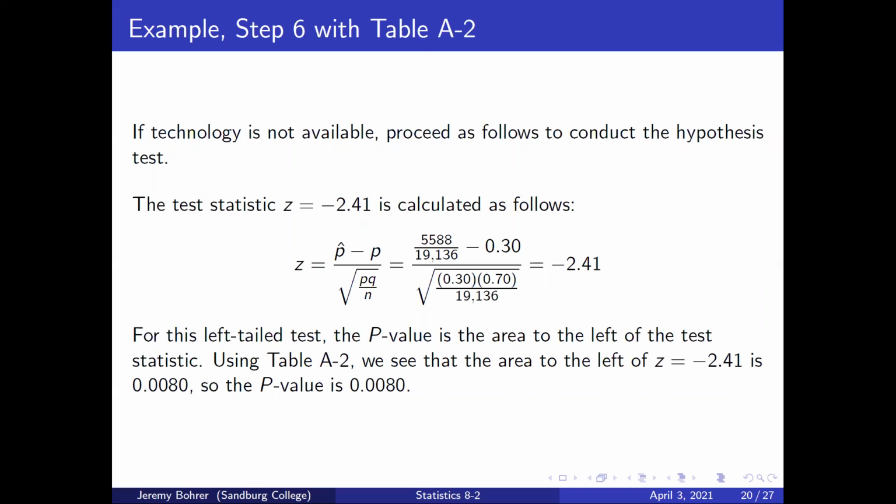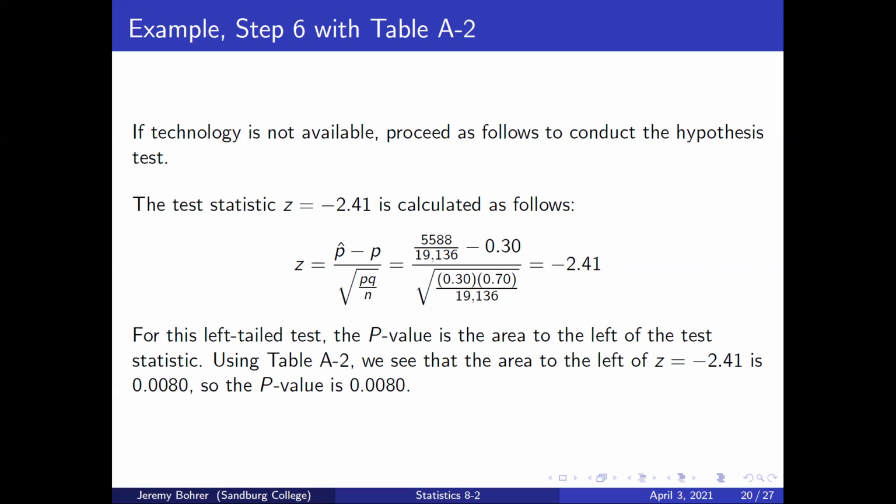If technology is not available, proceed as follows to conduct the hypothesis test. The test statistic z equals negative 2.41 is calculated as follows. Z equals p hat minus p over the square root of p times q divided by n, which is equal to 5,588 divided by 19,136 minus 0.30 divided by the square root of 0.30 times 0.70 divided by 19,136, which is equal to negative 2.41.